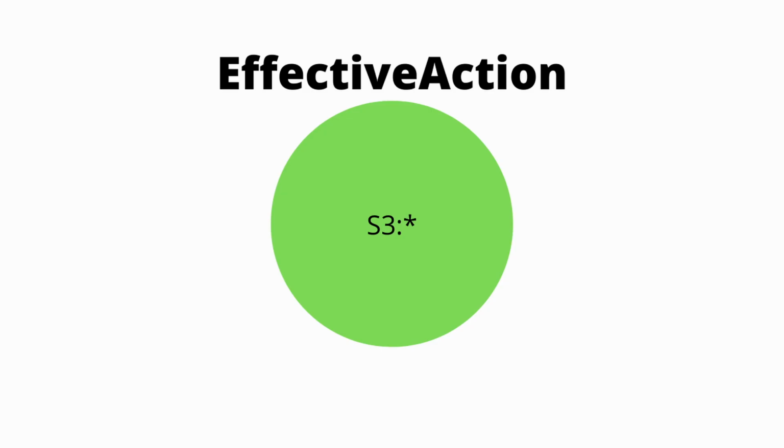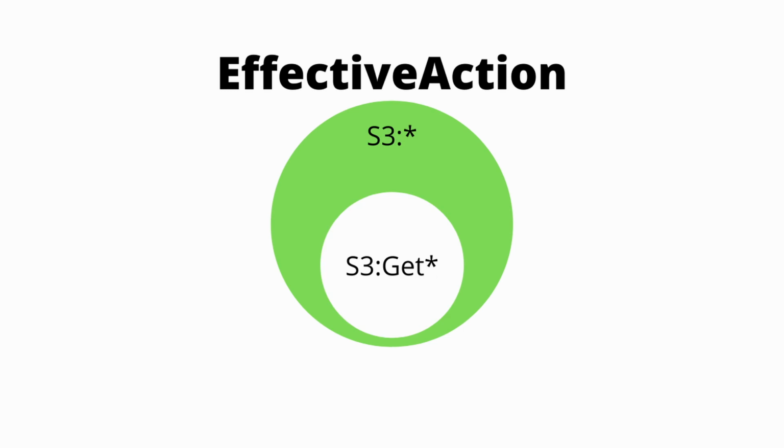Hi everyone. Last time we talked about effective actions and how they can be thought of as essentially a Venn diagram with a hole punched out. So you might have S3:* as the inclusion, and you might have S3:Get* as one of the exclusions. And that would mean that the effective action includes everything in the green section, so S3:*, except for S3:Get*.